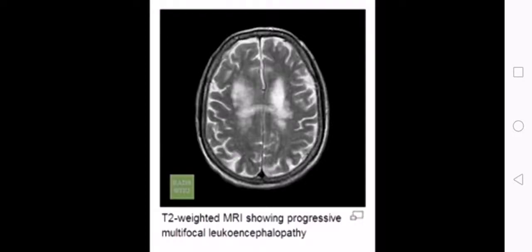What is progressive multifocal leukoencephalopathy? PML is when there is demyelination of the CNS due to destruction of oligodendrocytes. What is PML associated with? PML is associated with JC virus, or the John Cunningham virus, which is a type of human polyomavirus.